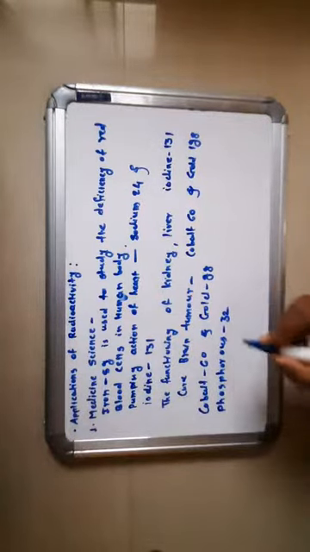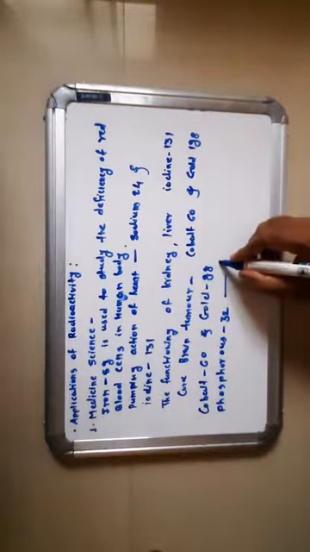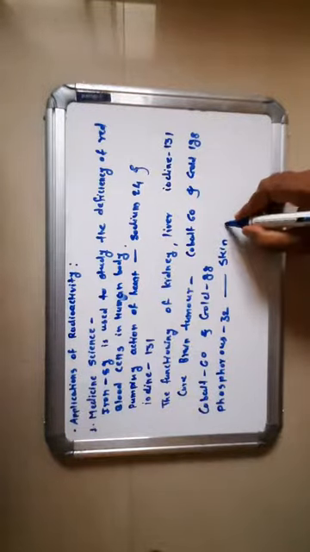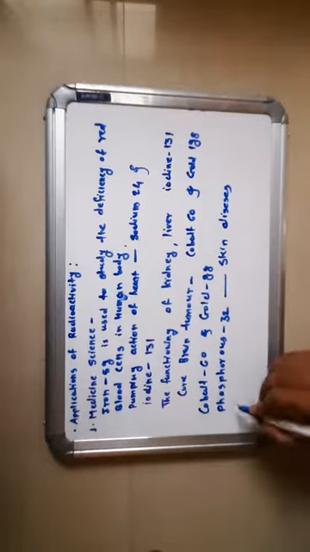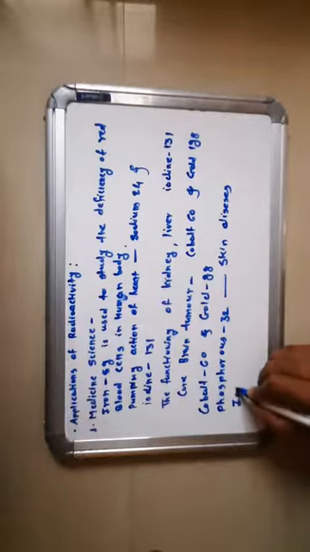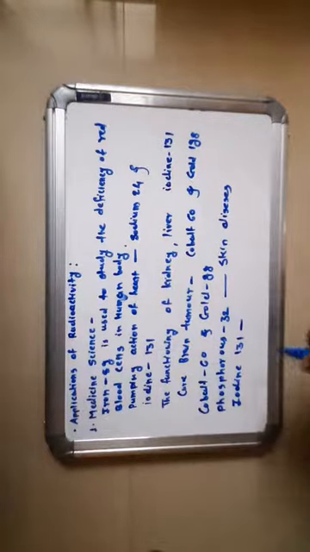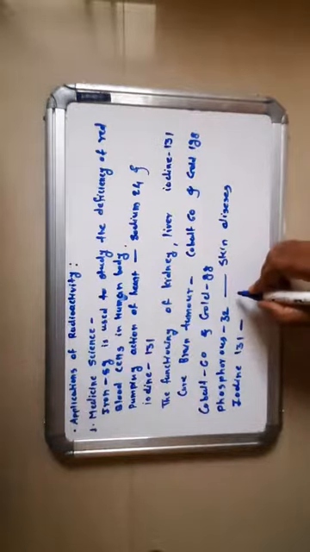Phosphorus 32 is used for curing skin diseases. And iodine 131 is used for the treatment of the thyroid glands.